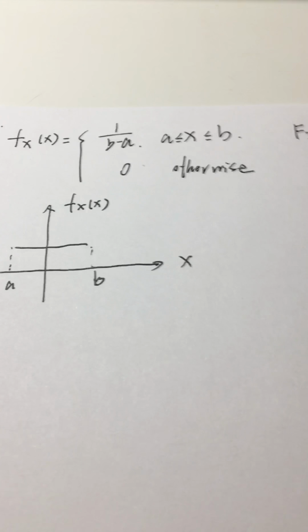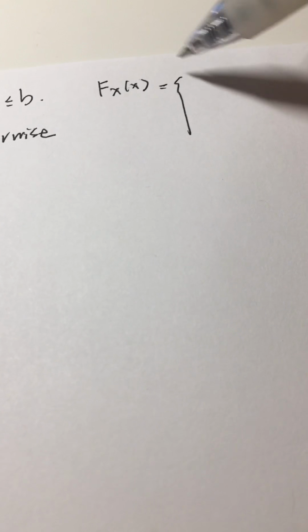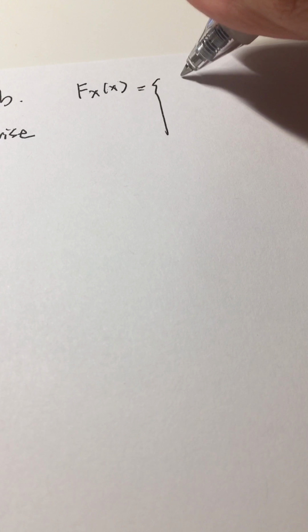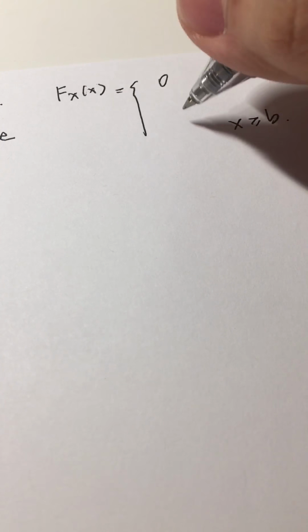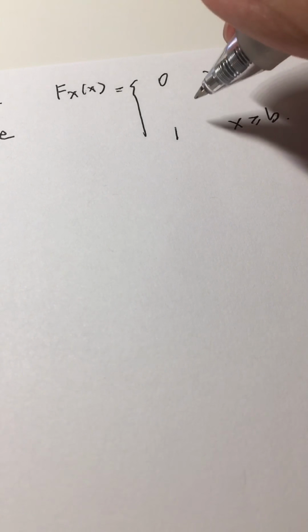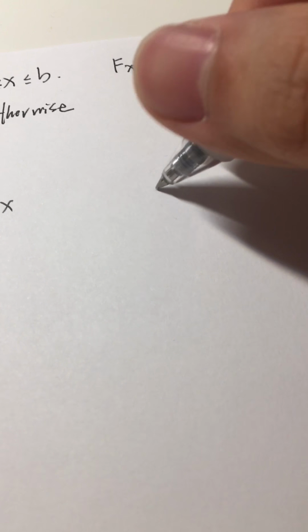And capital Fx of x equals, when x is less than a, Fx of x equals 0, and when x is greater than or equal to b, it equals 1. And when x is between a and b, we can first draw the picture of Fx of x.